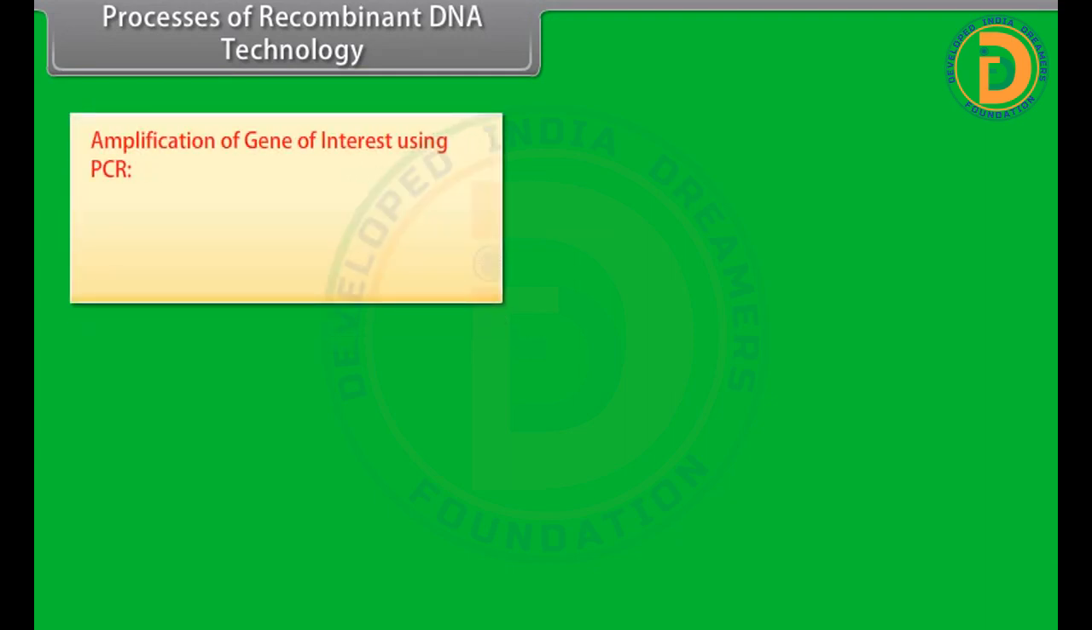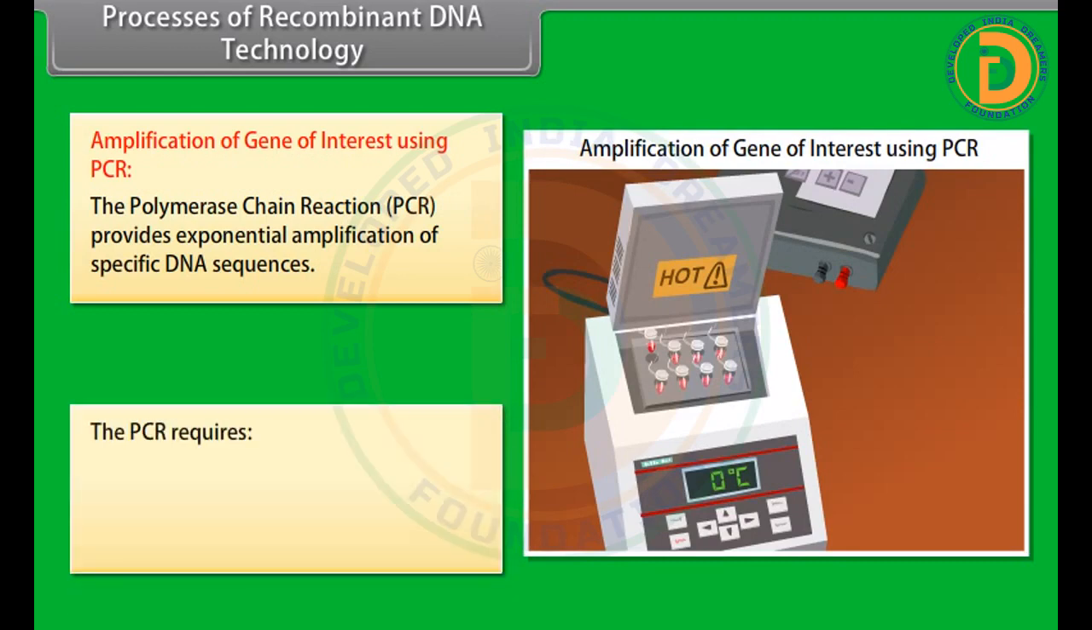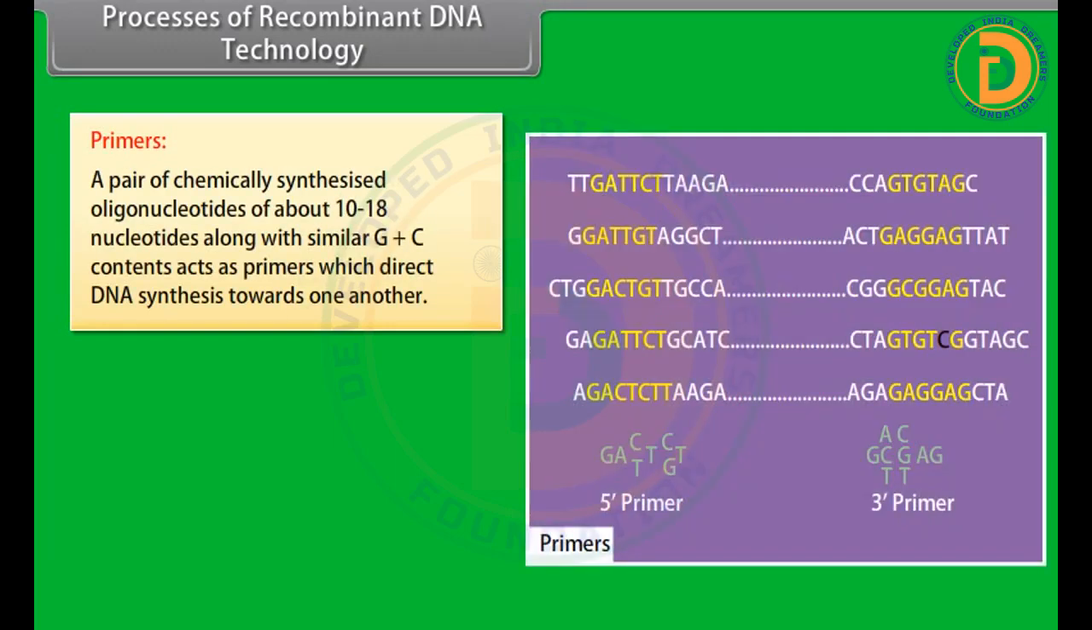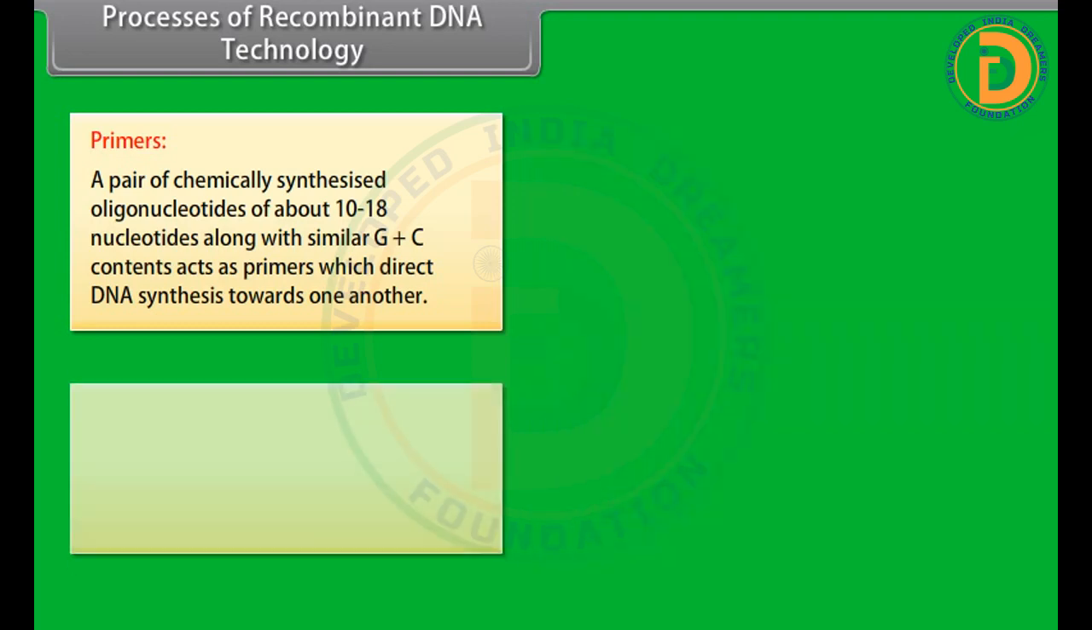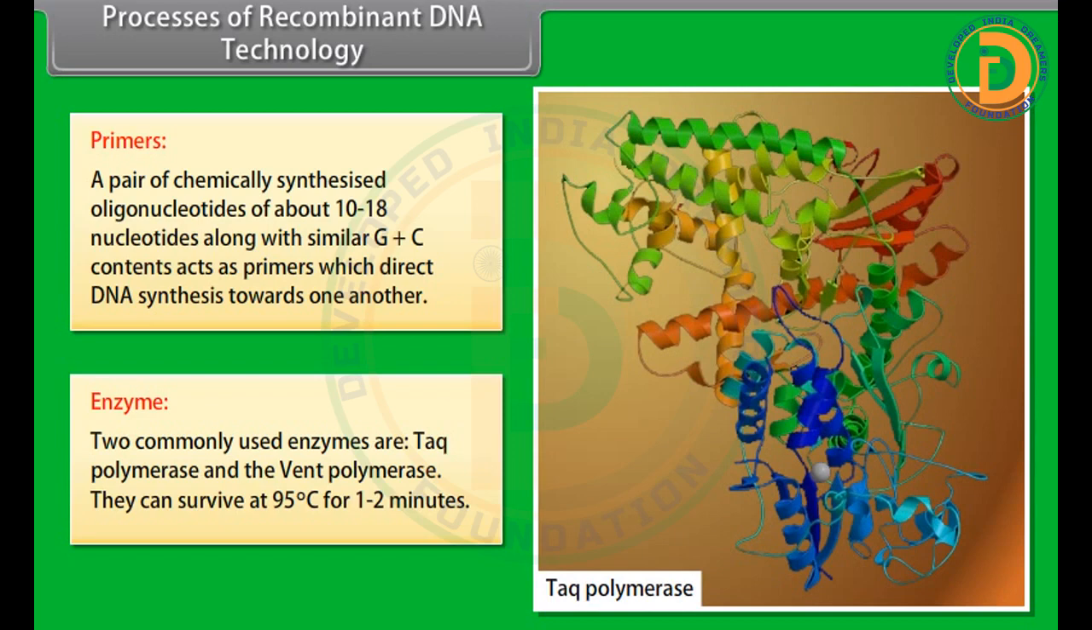Processes of recombinant DNA technology. Amplification of gene of interest using PCR. The polymerase chain reaction, PCR, provides exponential amplification of specific DNA sequences. The PCR requires DNA template: any source that contains one or more target DNA molecules to be amplified. Primers: a pair of chemically synthesized oligonucleotides of about 10 to 18 nucleotides along with similar G plus C contents act as primers which direct DNA synthesis towards one another. Enzyme: two commonly used enzymes are Taq polymerase and the Vent polymerase. They can survive at 95 degrees Celsius for 1 to 2 minutes.